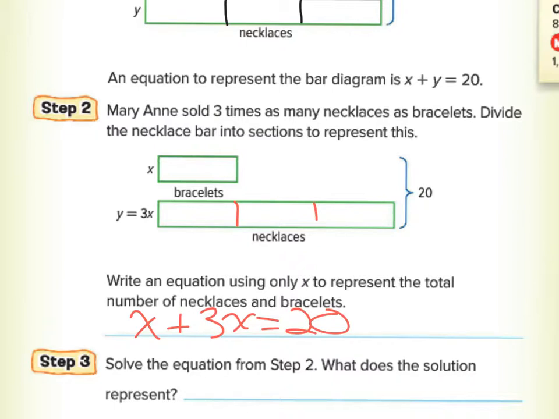You're probably wondering, why didn't I just write it as 4x equals 20? I could. Because this is 1x plus 3x, these are like terms, I could add them up to simplify, and it would become 4x equals 20.